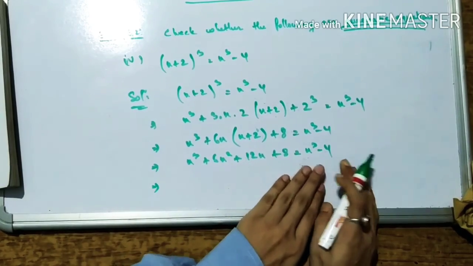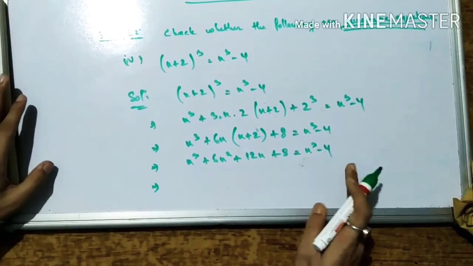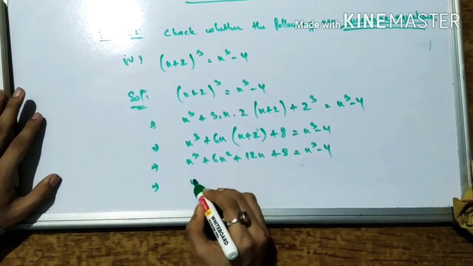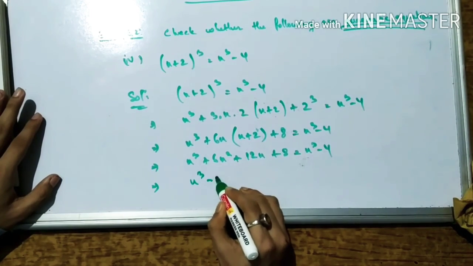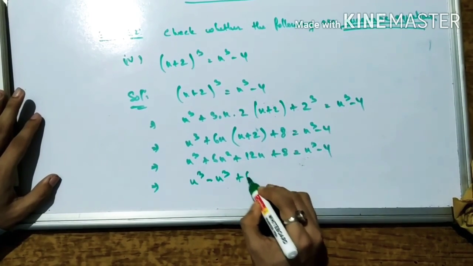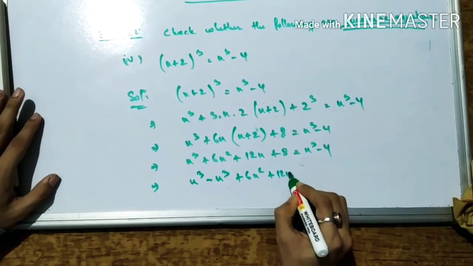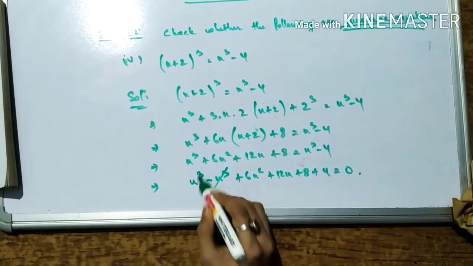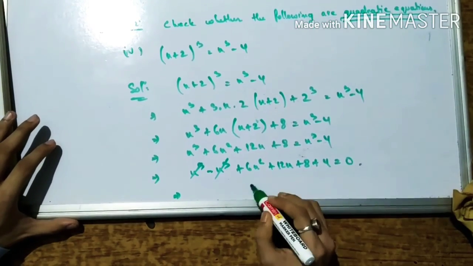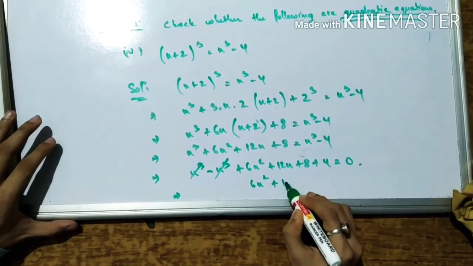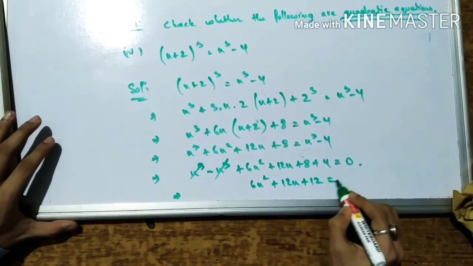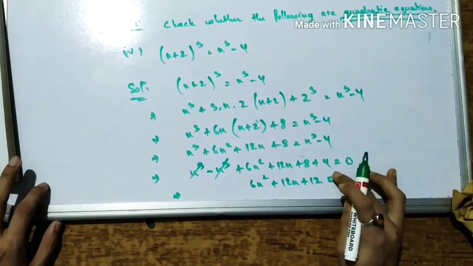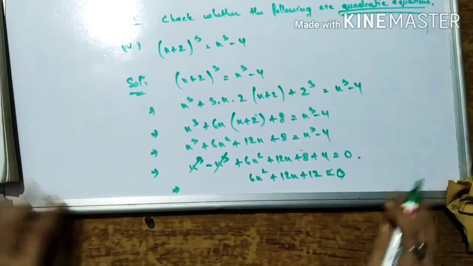So let me bring it to the left hand side. Ultimately I will get x cube minus x cube plus 6x square plus 12x plus 8 plus 4 is equal to 0. This one cut. Ultimately I will get 6x square plus 12x plus 12 is equal to 0. Understand?